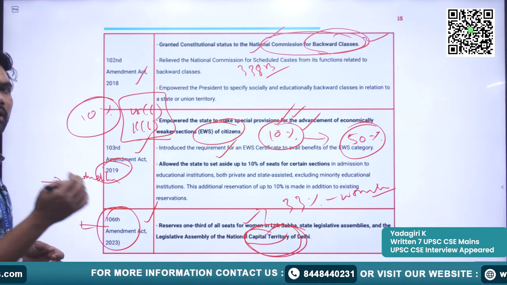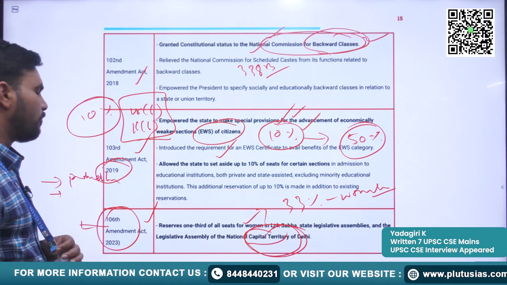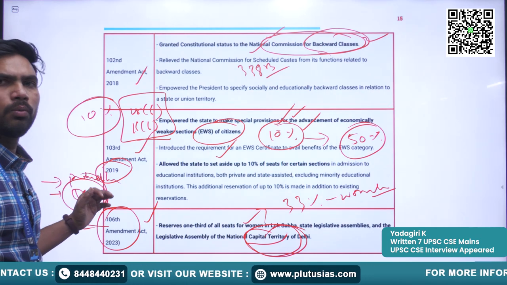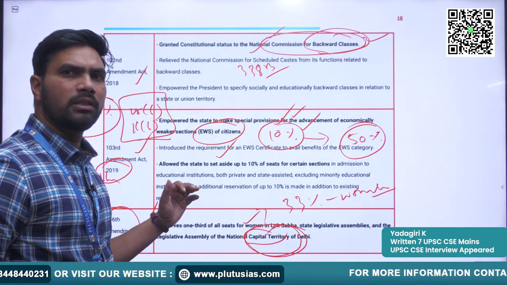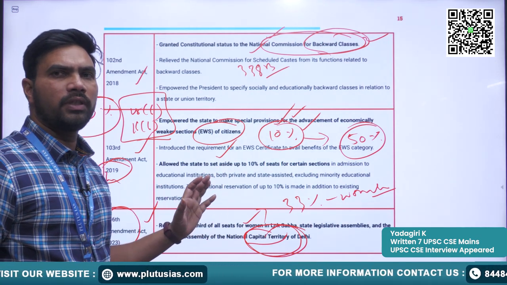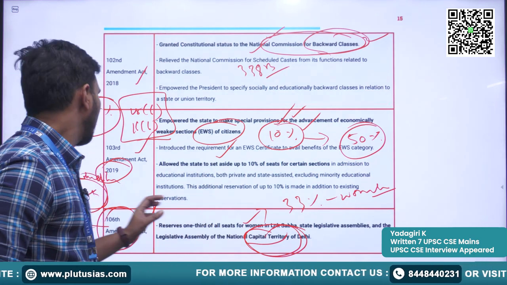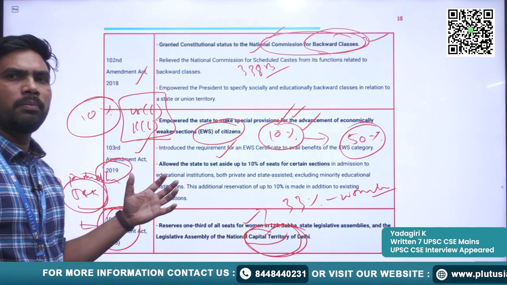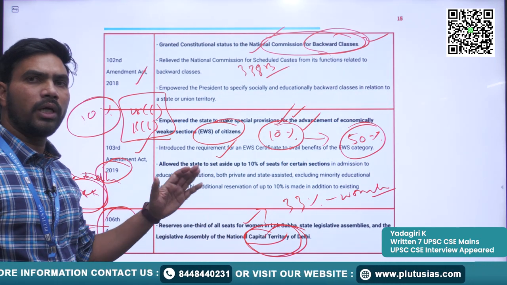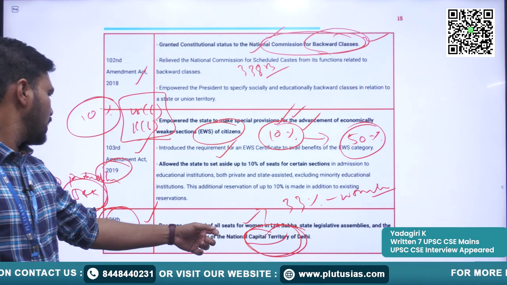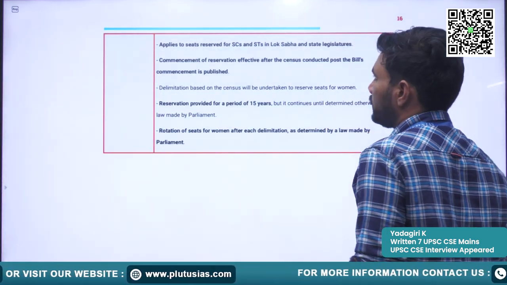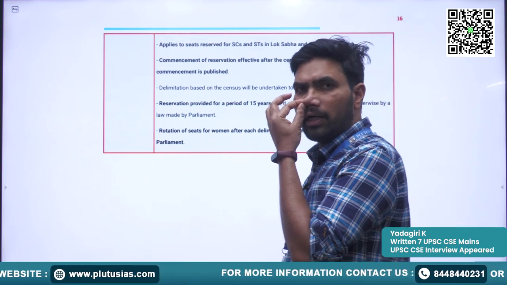And whenever the state legislative assembly will be formed for the Union Territory of Jammu and Kashmir, in these two bodies, legislative assemblies also, 33% of reservation will be provided to women. But this is for these two Union Territories. It has been brought through a separate law, not through this 106th Amendment Act. Right. So these are some of the important amendments.